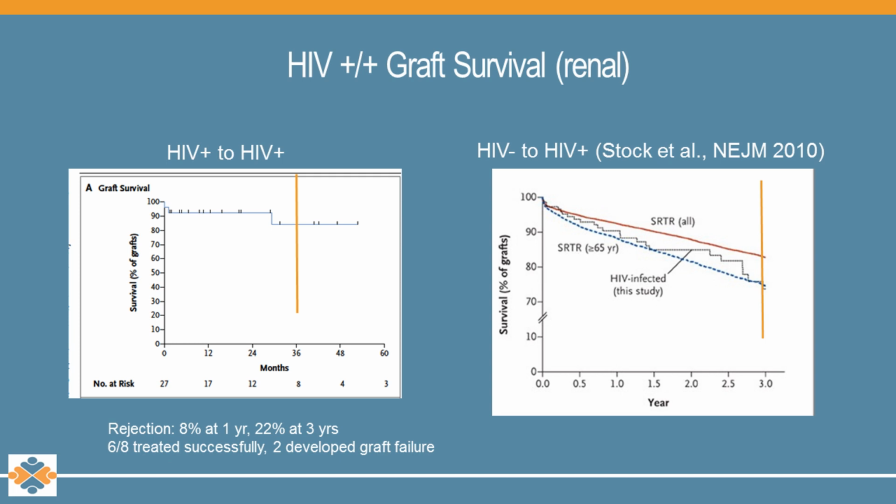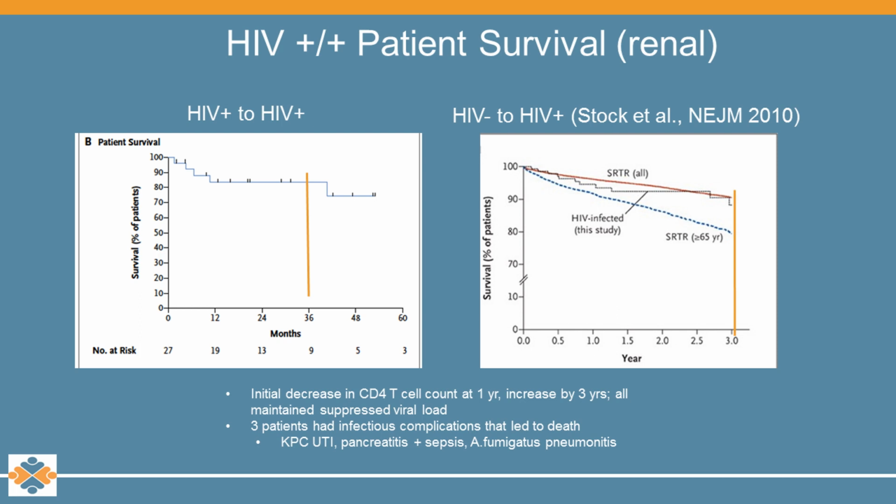So here we go at 3 years at about 85% graft survival. And if you look at patient survival, obviously more importantly, again the number's pretty similar, so about an 80 to 85% patient survival at 3 years, similar again to historical HIV data.